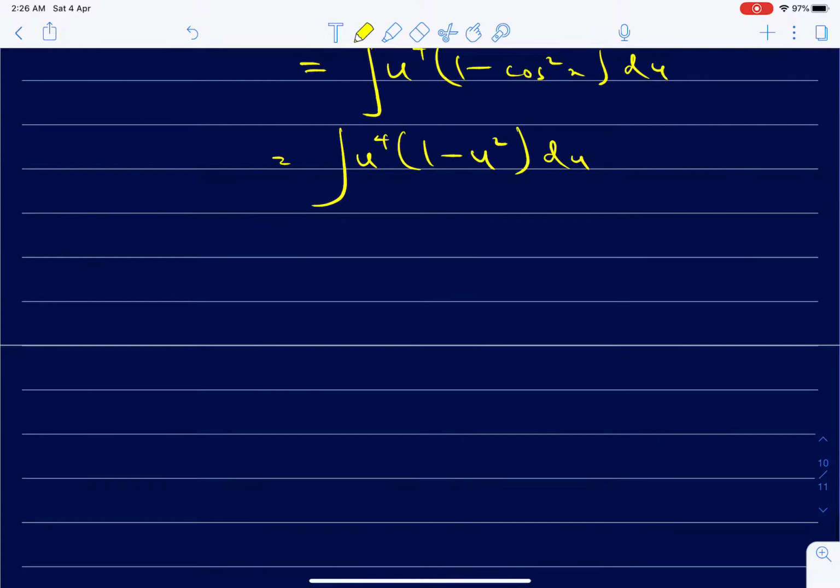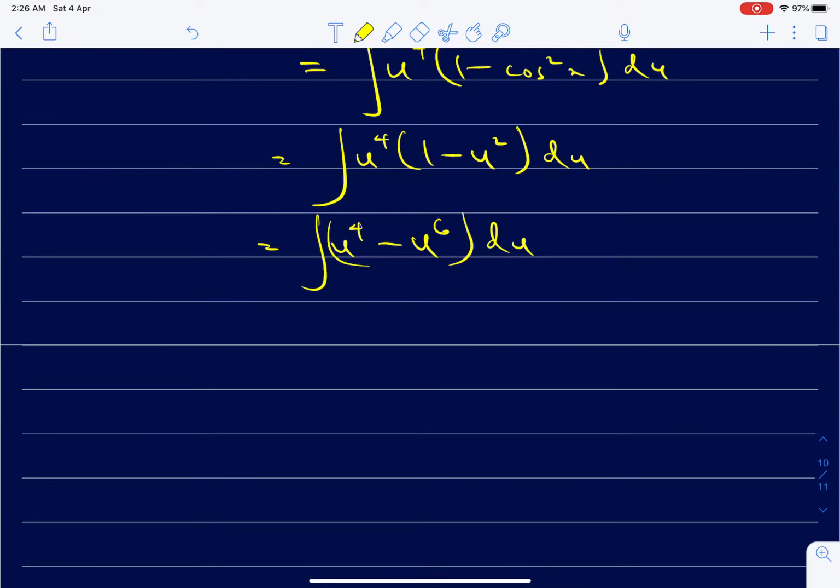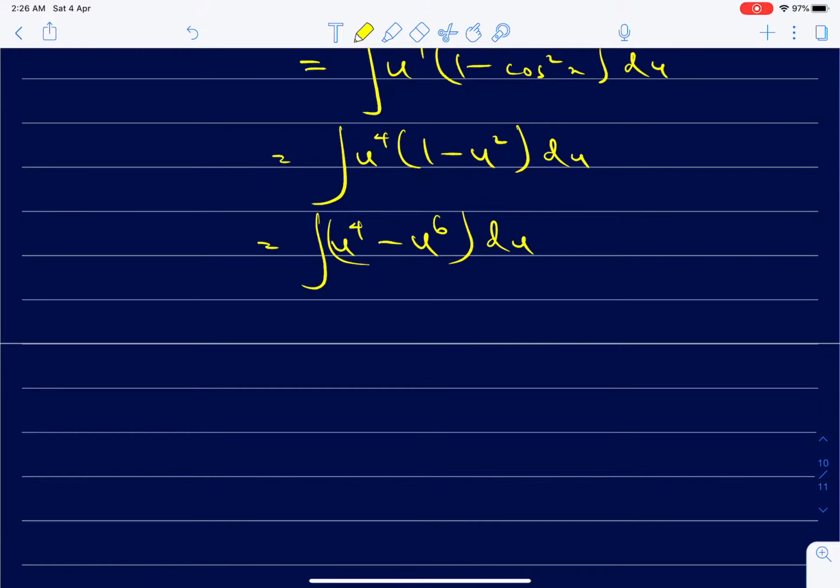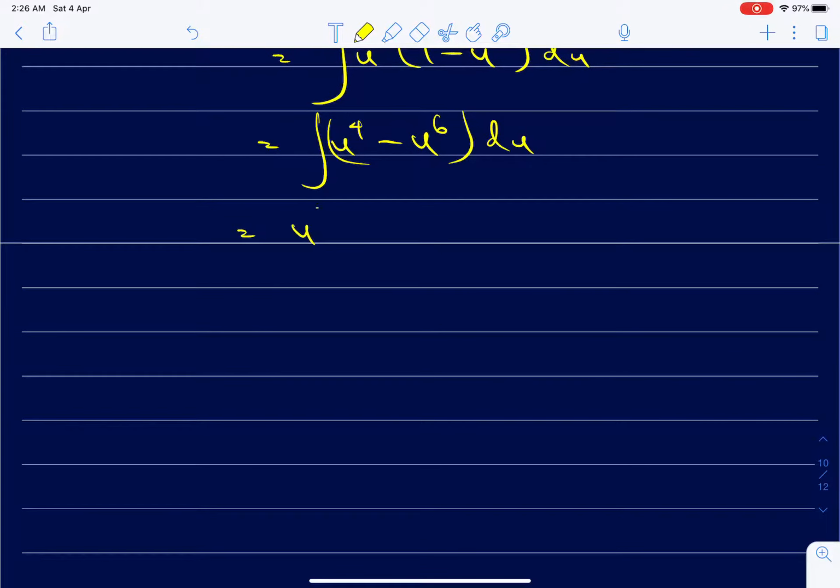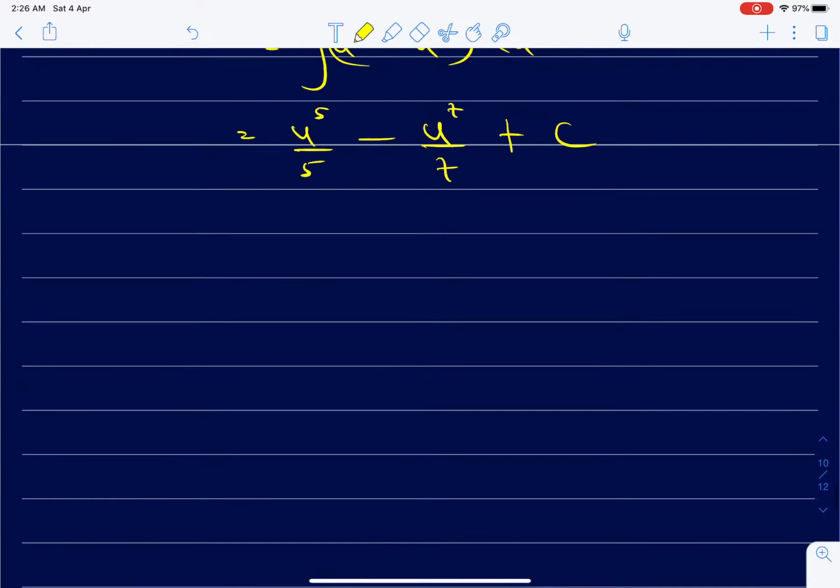Since u is cos x, this means the integral of u to the power 4 minus u to the power 6 du. It simply means u to the power 5 over 5 minus u to the power 7 over 7 plus c. And finally, that's equal to cos to the power 5 of x over 5 minus cos to the power 7 of x over 7 plus c.